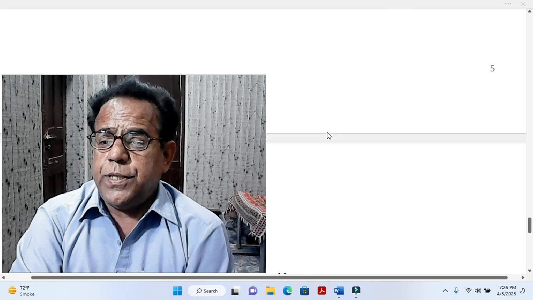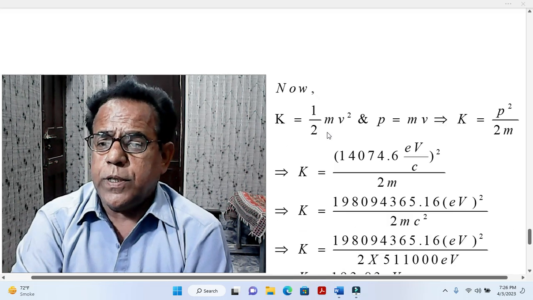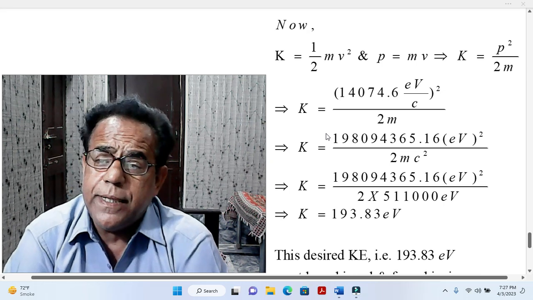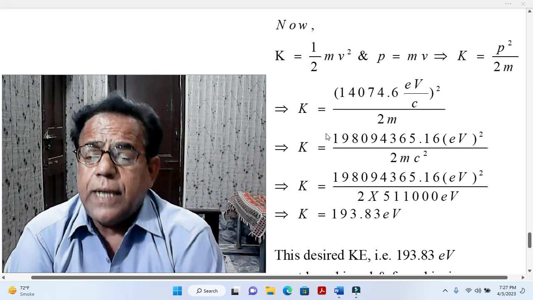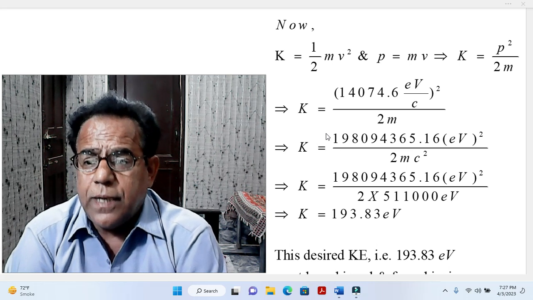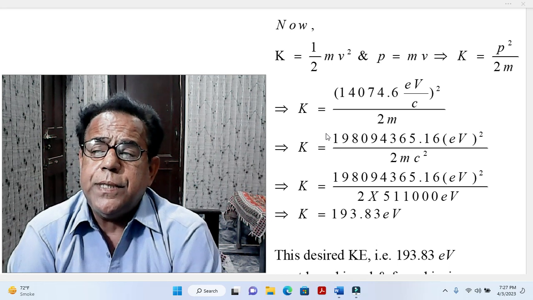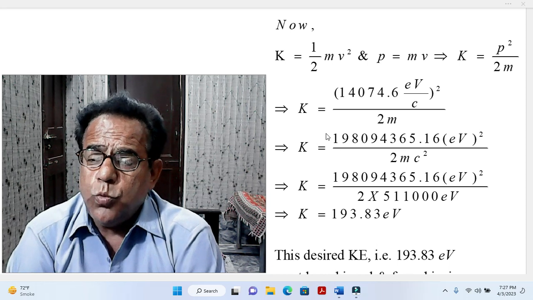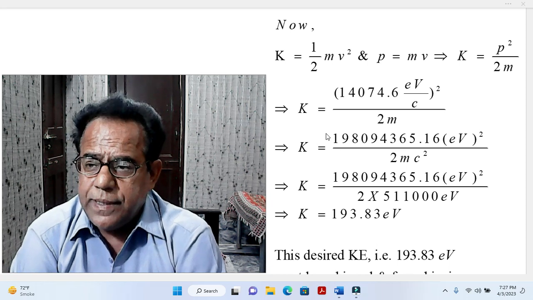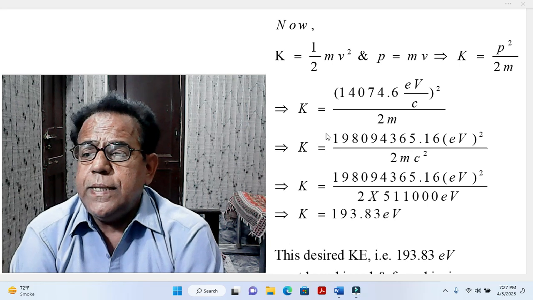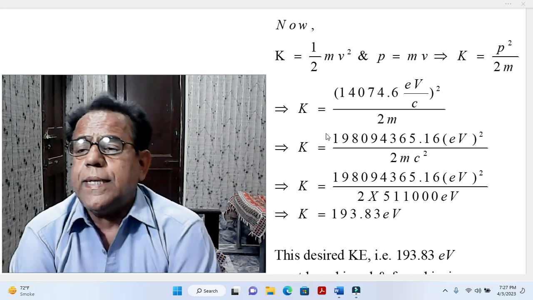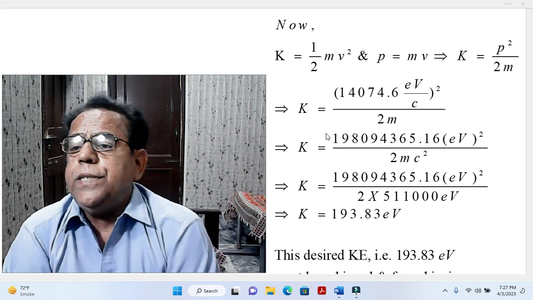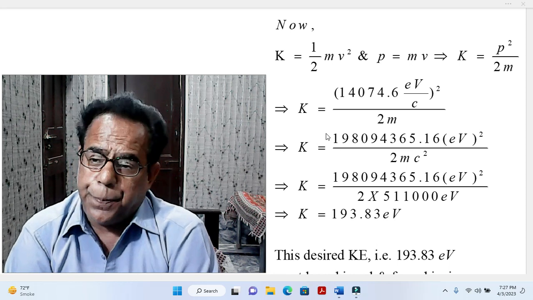Now we move forward. Dear students, we know that in the classical expression kinetic energy is given by half mv square and momentum is given as mass into velocity. When we solve these two equations simultaneously, we develop a new expression, that is K, kinetic energy, equal to p square over 2m.